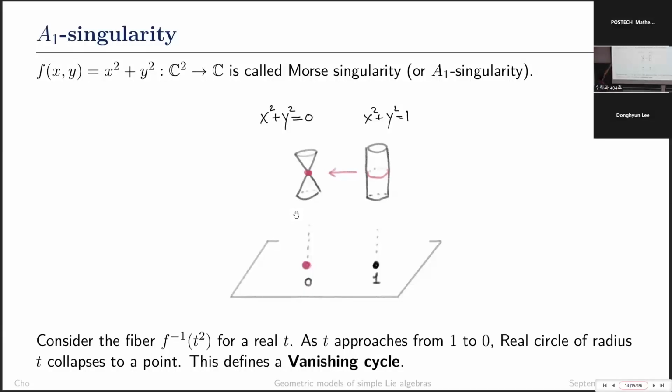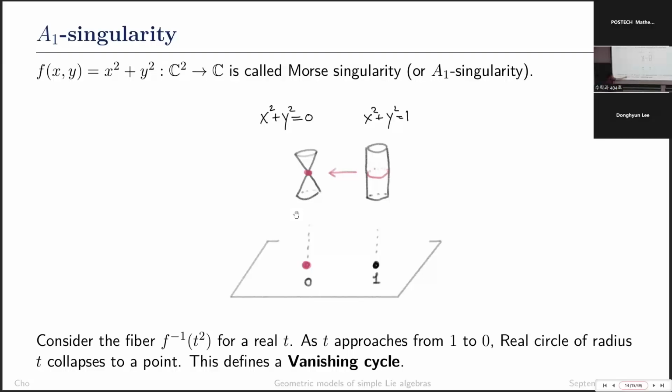When you have f, say x squared plus y squared, then you can think of it as a function from C^2 to C, and you can check that the fiber at 1, the preimage of 1, is something smooth, and the preimage of 0 is something singular. So you have a singularity here. You can check that the derivative at 0 vanishes. So this is the singularity.